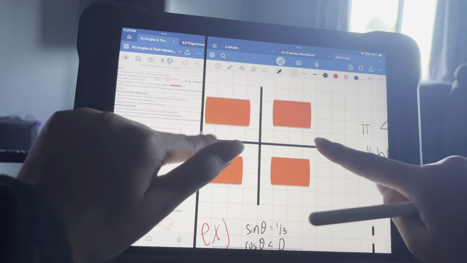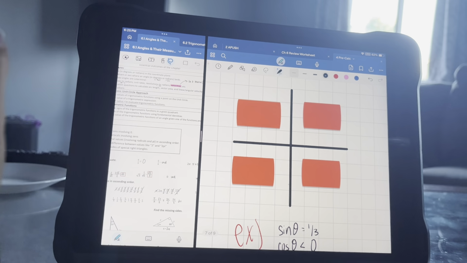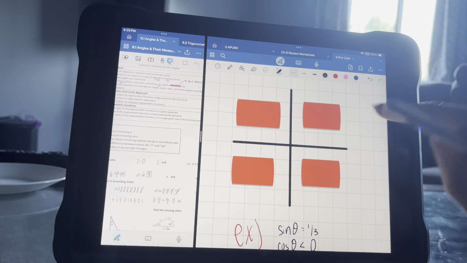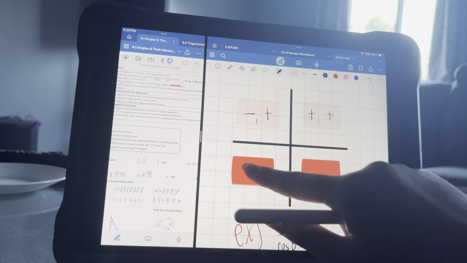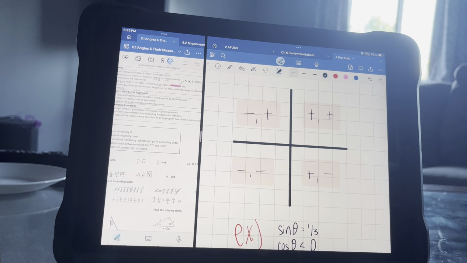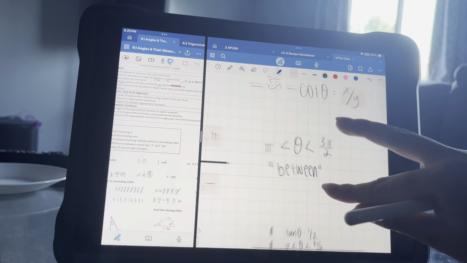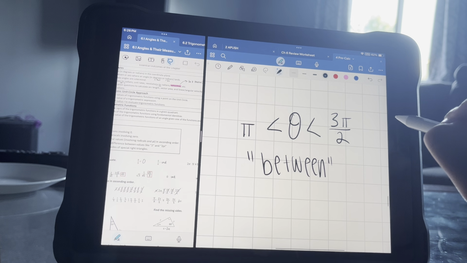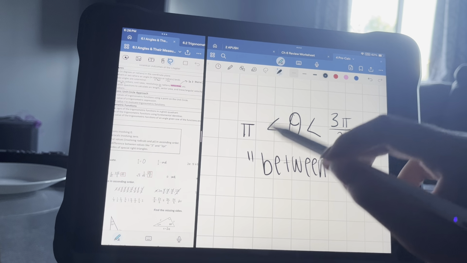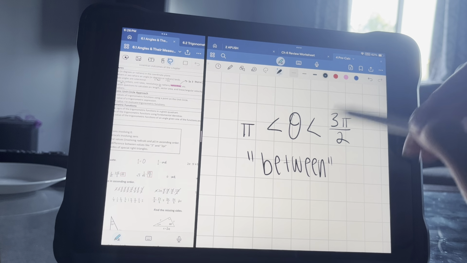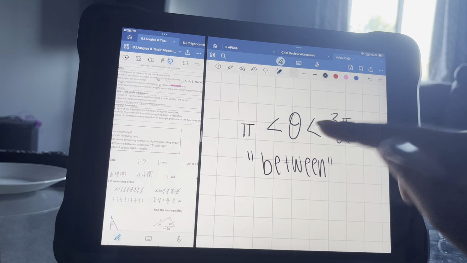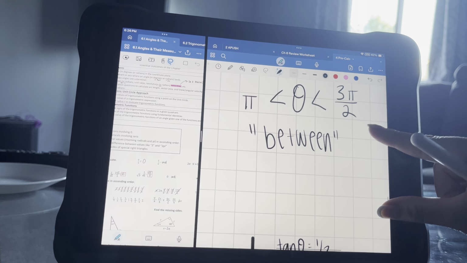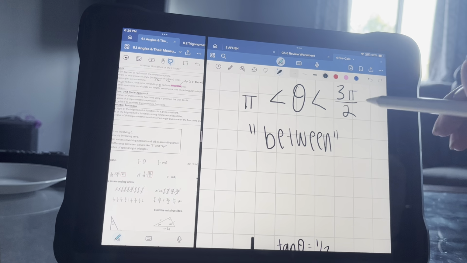This is like our quadrants, quadrant 1, 2, 3, 4. It's just to remember that your values are going to be positive, positive, negative, positive, negative, negative, positive, negative. Hopefully that makes sense. That's just a little helping hint to figure out your quadrants. If you ever see something that looks like this, pi is less than theta, which is less than 3 pi over 2. You could read it as that and try to figure it out, but it just means that theta is in between these two.